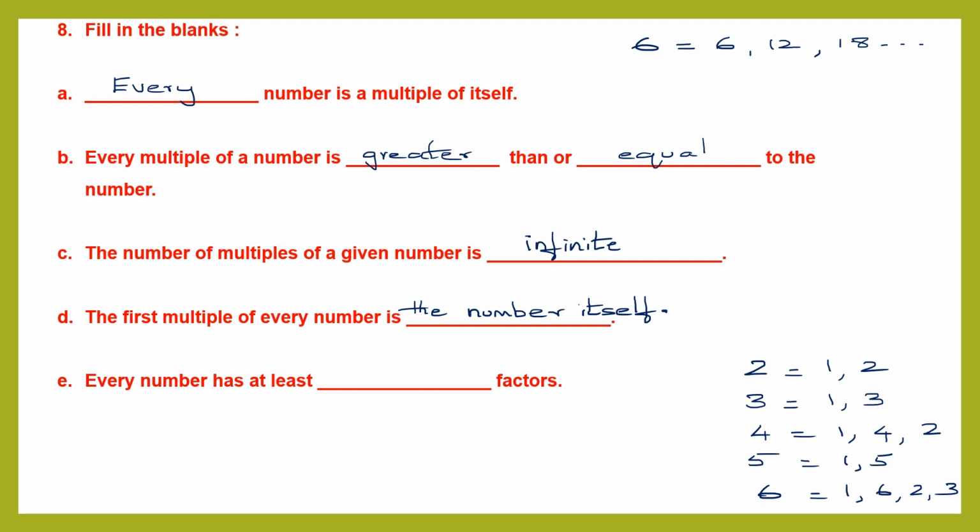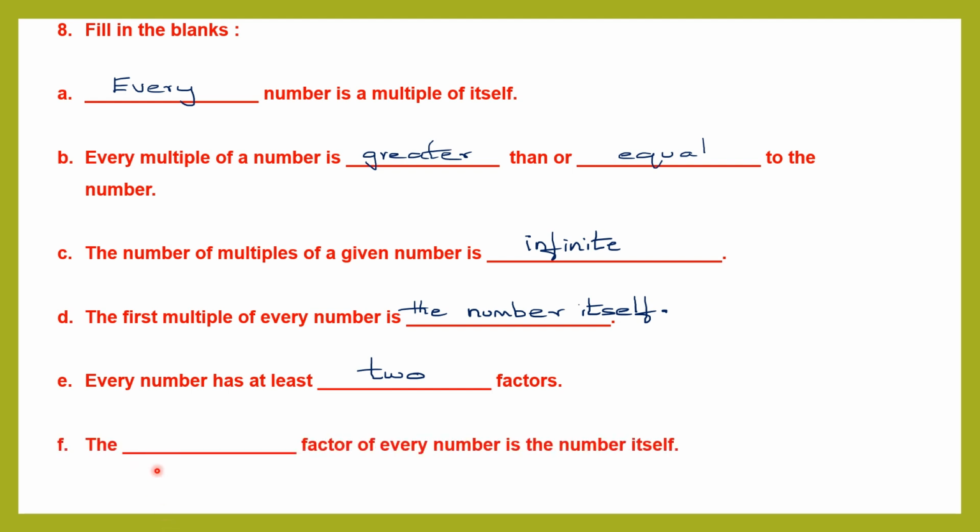So let's count the number of factors. Now 2 has 2 factors. 3 has 2 factors. 4 has 3. 5 has 2. 6 has 4. That means every number has at least 2 factors. At least 2 factors other than 1. Okay, 1 has only 1 factor. Other than 1, all the other numbers have at least 2 factors.